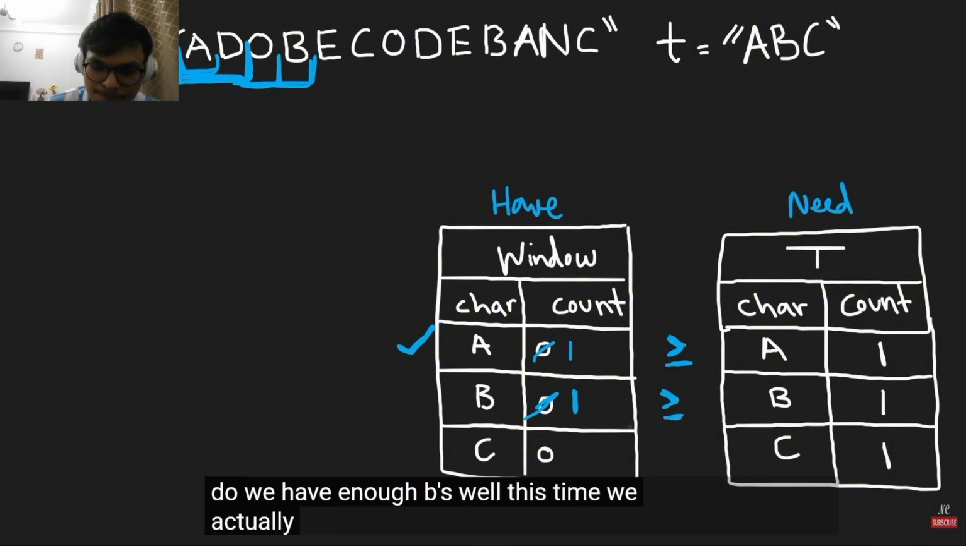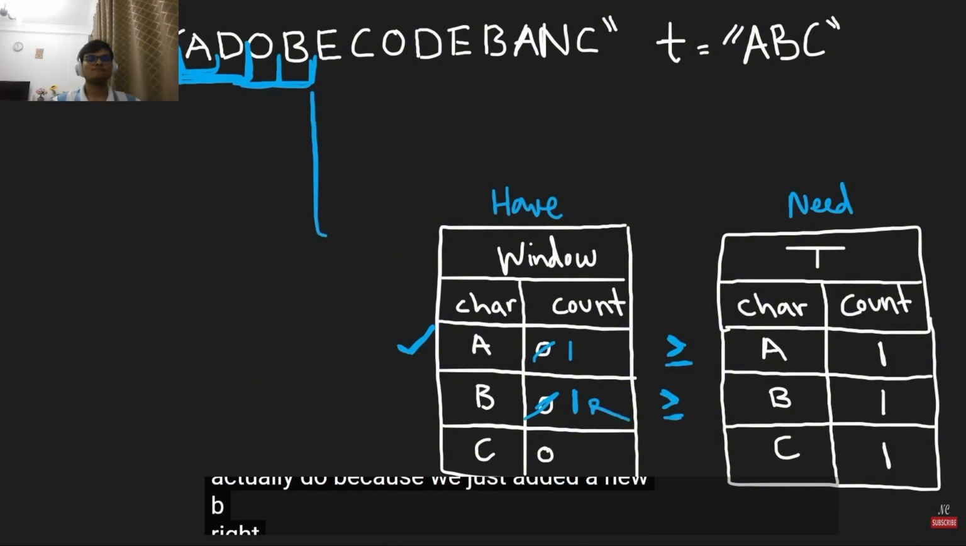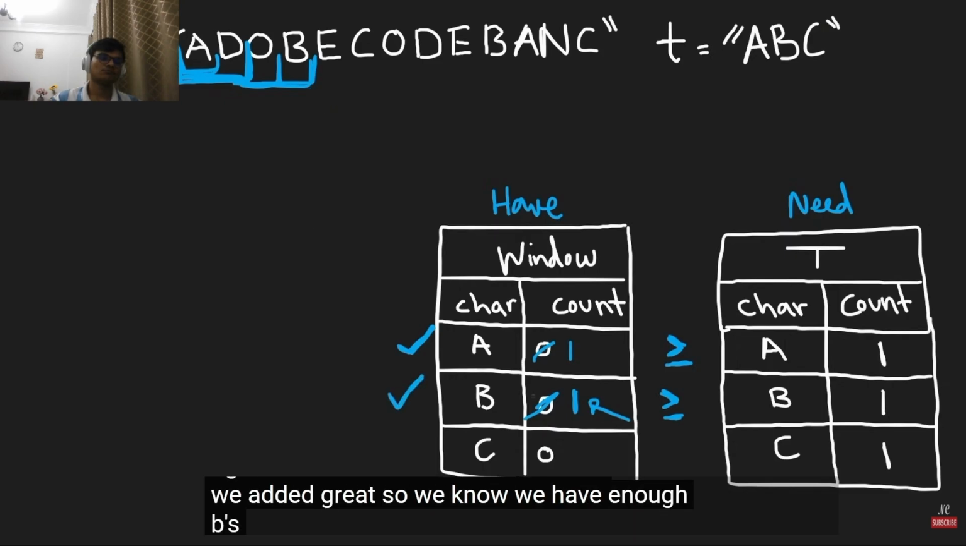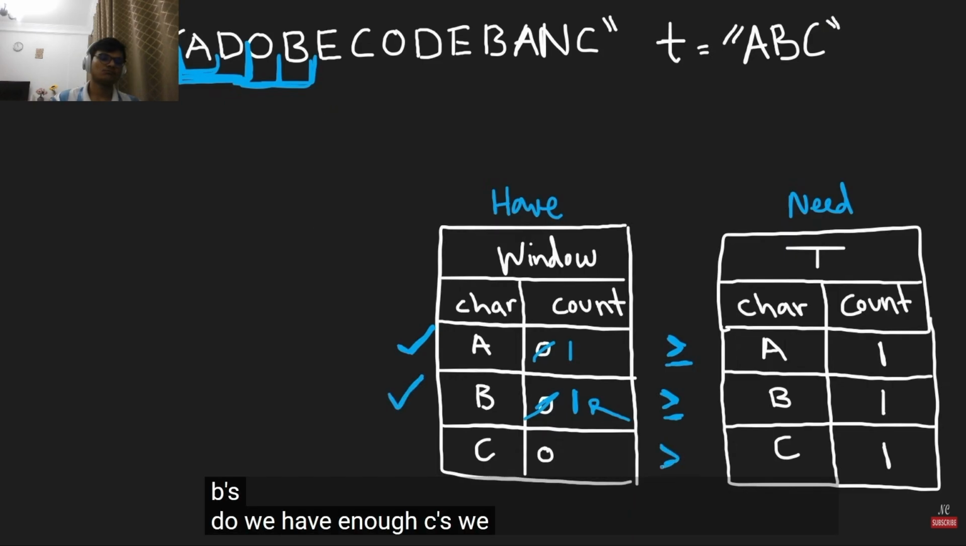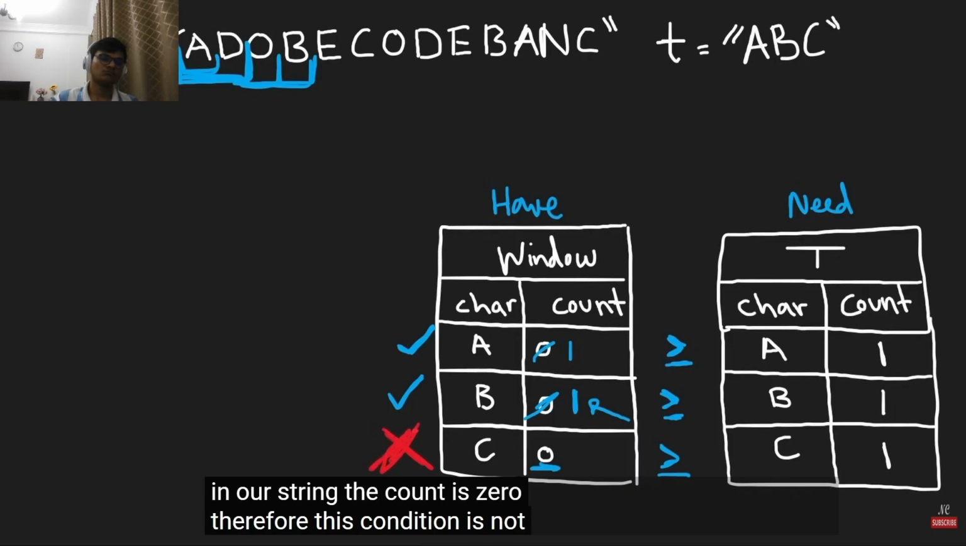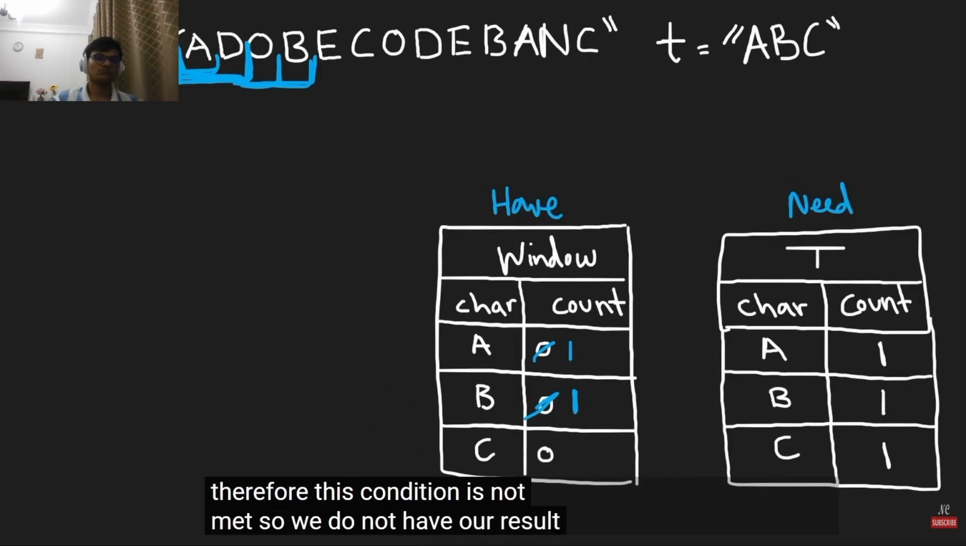Well, this time we actually do, because we just added a new B, right? That's the most recent character we added. Great. So we know we have enough B's. Do we have enough C's? We do not have any C's in our string. The count is 0. Therefore, this condition is not met. So we do not have our result yet.